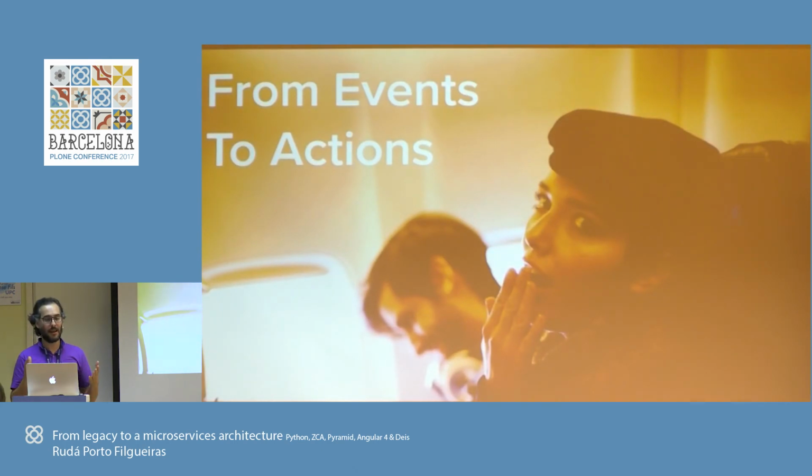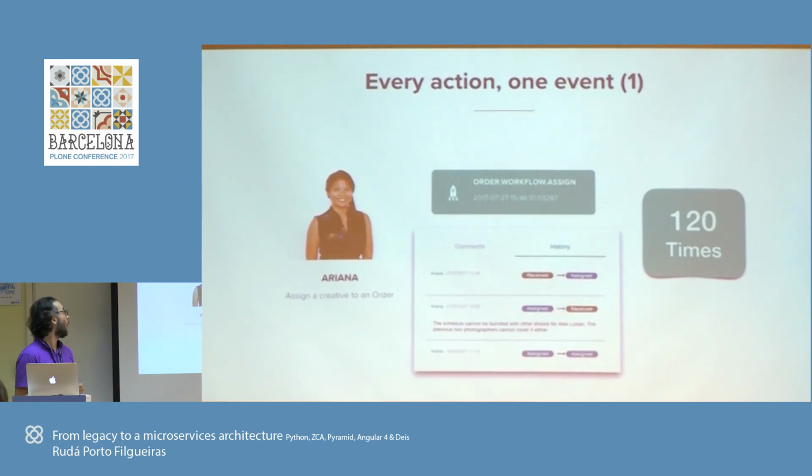And what does it mean in the end? Really, you have events, things happen all the time, and you can take actions, you can automate things, and this is really, really impressive. For example, we have Arianna, one of our project managers. She assigned, for example, 120 times a photographer to an assignment, and we have the workflow history. When this assignment happens, this event will be processed, and you can take actions to send email, send Slack, and anything else.